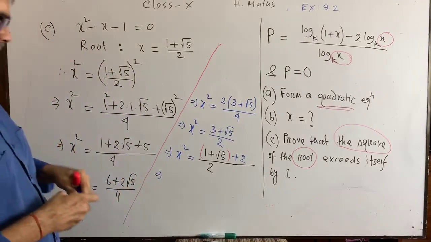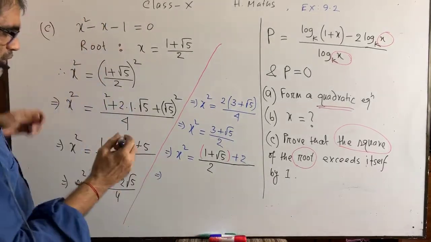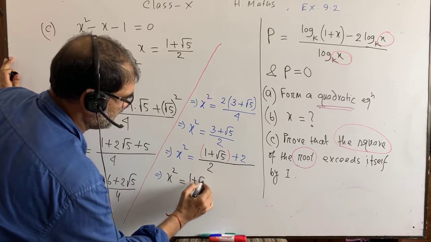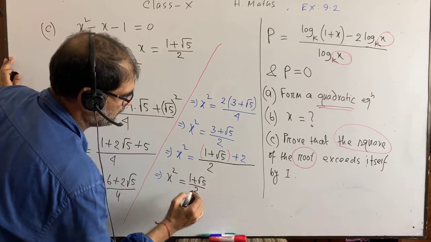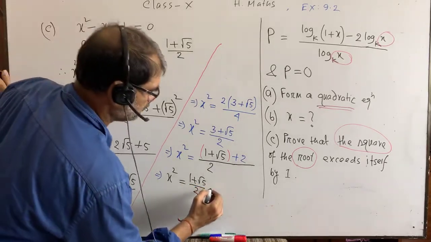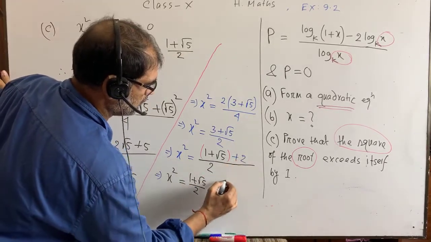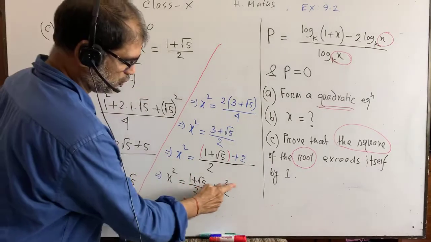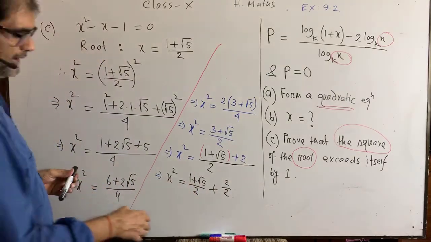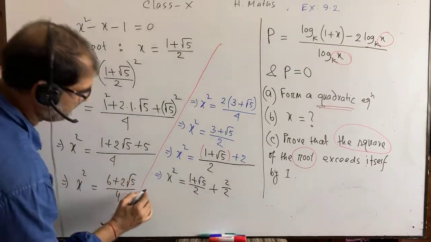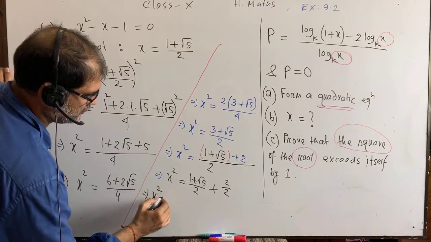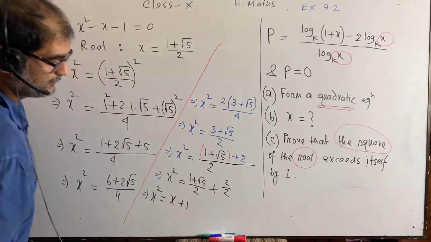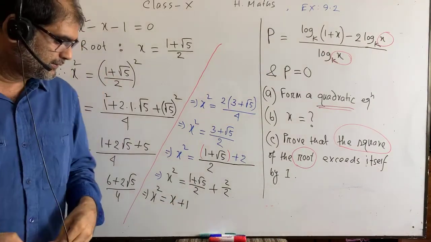That is, x square is equal to 1 plus root 5 by 2 partial fraction plus 2 by 2. 2 by 2 means what? If we go for cancelling, 2 by 2 will be 1, right? So we put the value here. X square is equal to the value of x plus 1. Please try to understand.